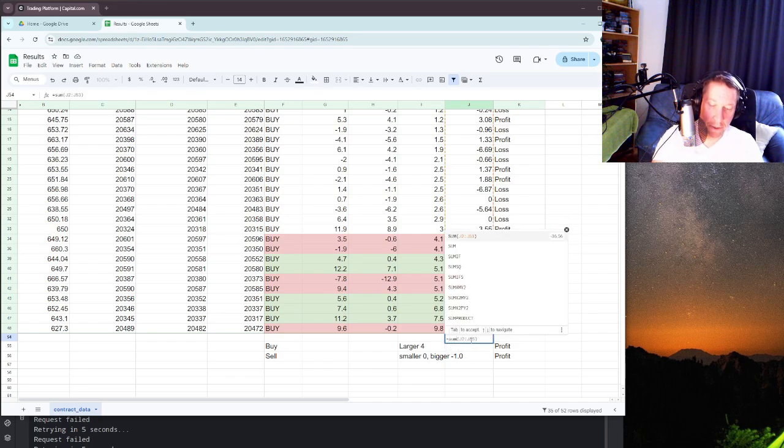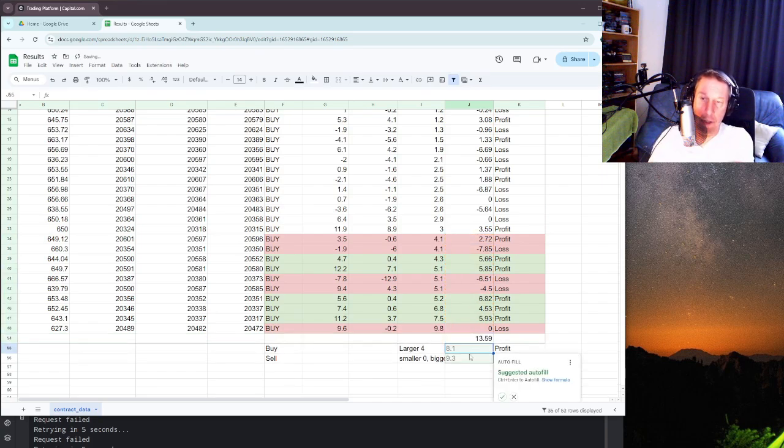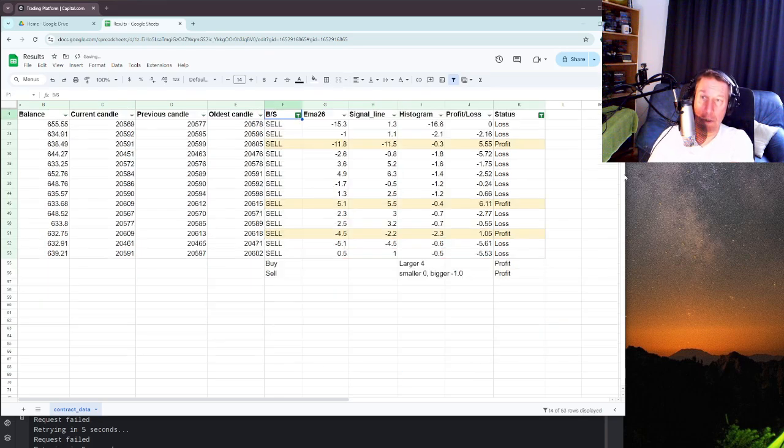How much would this have brought us? Is the sum of now only this one. This would have 13.59 profitable versus the losses, still would have been profitable, but only for the buy. For the sell, we don't have enough sells because yesterday there were only buys.